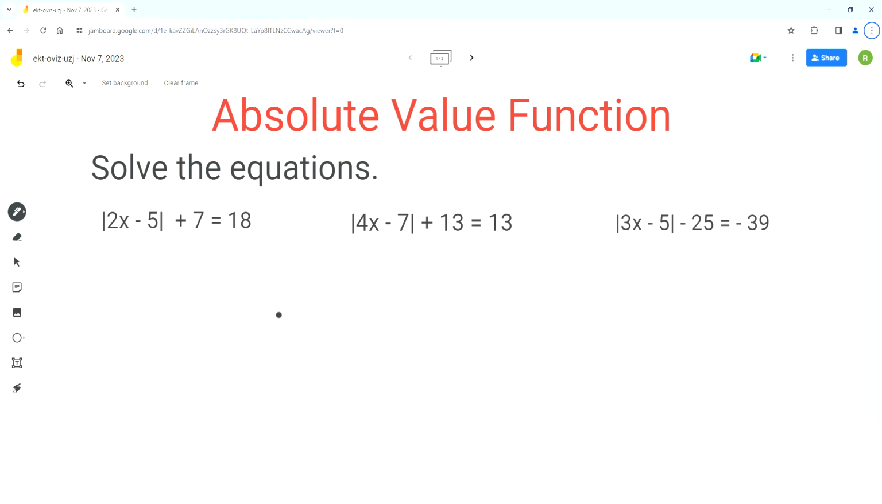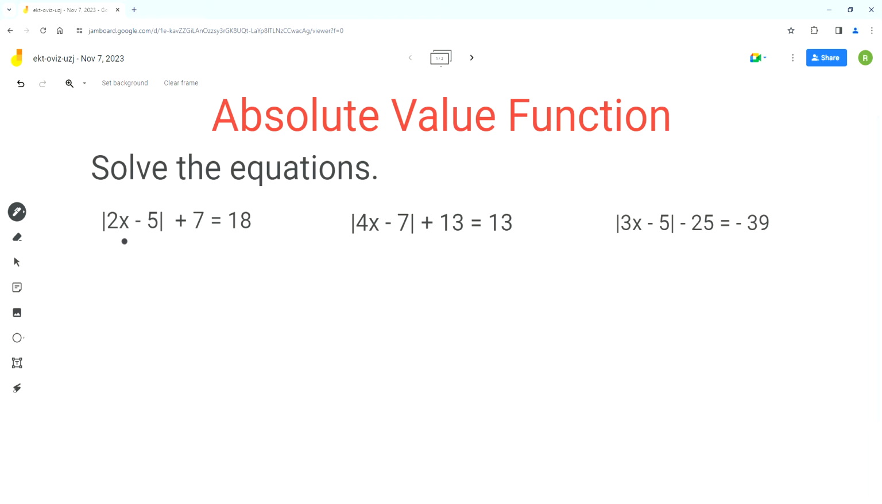So in this video, we'll solve these absolute value function equations. We'll solve these three equations. Let's start with the left one. In this equation, we are given that the absolute value of 2x minus 5, plus 7, is equal to 18. As with any equation, in order to solve it, we have to isolate the variable, and the variable in this equation is x.